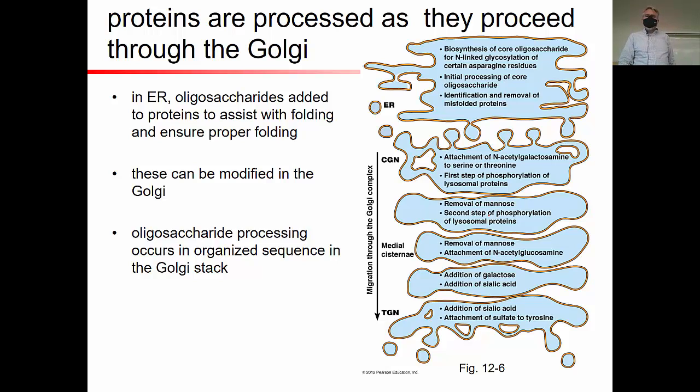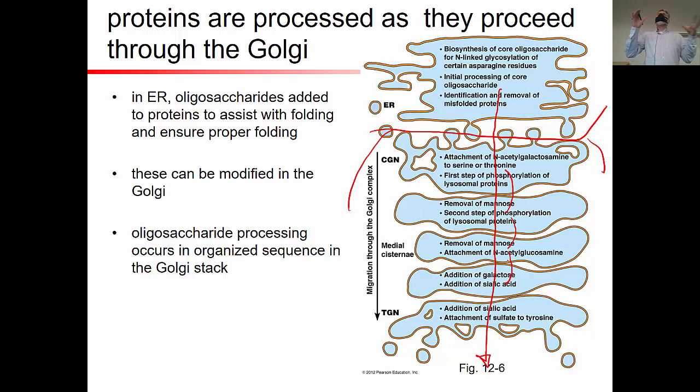If we look inside here, the way this diagram is set up is the ER is shown on the top and the Golgi on the bottom. I'm not going to ask you to memorize the different processes carried out in the different compartments, but if we were looking at a complete pathway, proteins might move all the way through, and as they move through the different compartments, you can see in your notes there's a number of different types of modifications that occur.